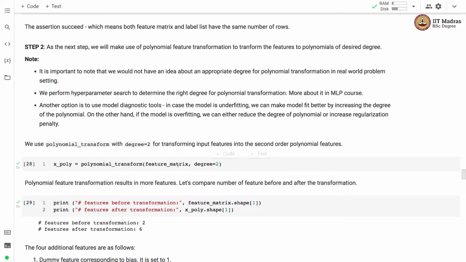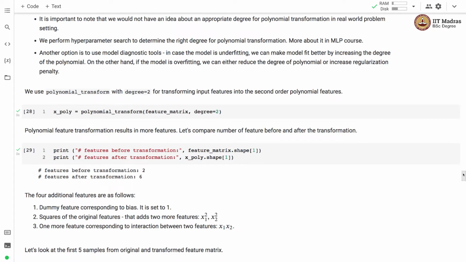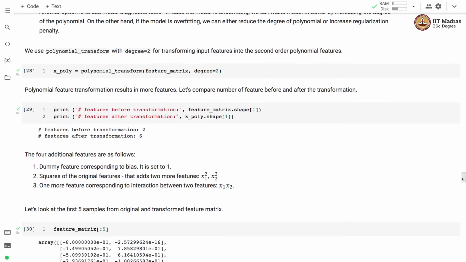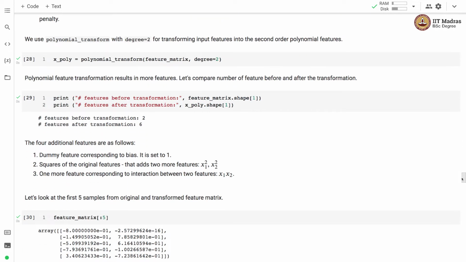Here we use polynomial transformation with degree 2. So we call the polynomial_transform function by passing the feature matrix and degree equal to 2 as arguments. So we get a feature matrix in the polynomial space with the second degree polynomial. Now here we have printed the shape of the feature matrix, or the number of features, before and after transformation. Before transformation we had 2 features, and after transformation we have 6 features. So there are 4 additional features that we got from transformation.